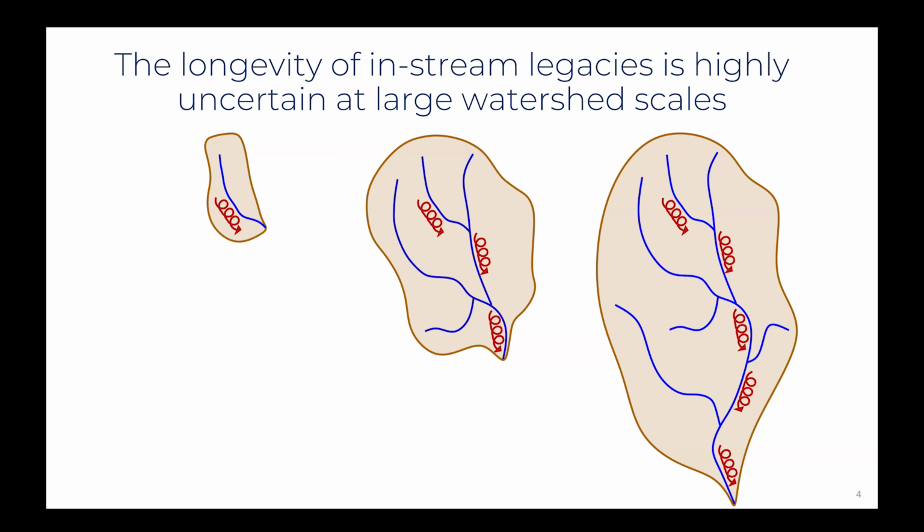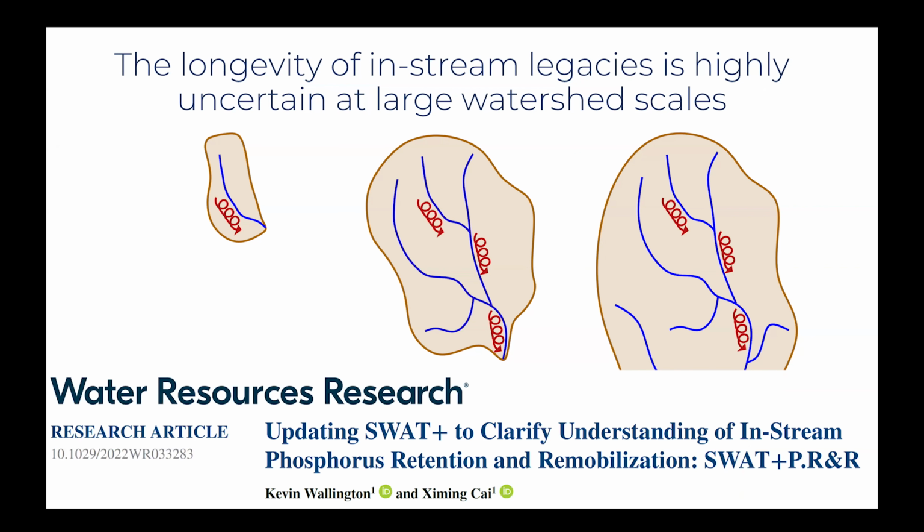And that's because it's really difficult to directly observe the downstream cascade of phosphorus legacies. And until now, there hadn't been computer models that could simulate this phenomenon for large areas or long times. And so that's why in a previous study, we developed an extension to the soil and water assessment tool to simulate in-stream phosphorus retention and remobilization in large watersheds.